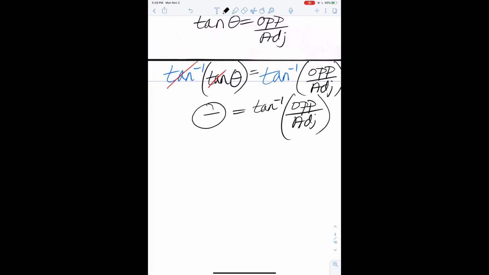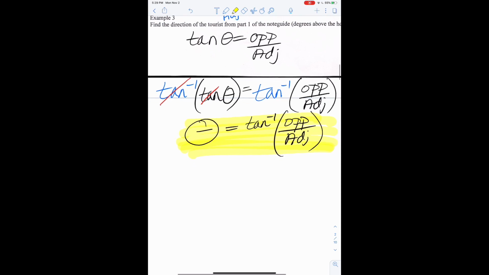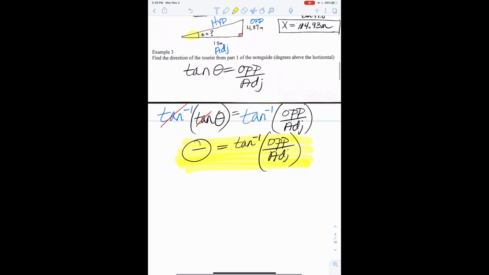So anyways, coming back to this, we now have a new formula that we can apply to this problem to solve for theta. So let's go ahead and do that. We got those numbers up above, I'm just going to bring them down here. We can say then theta is equal to tan inverse of the opposite, which is 4.87 meters, over the adjacent of 15 meters.